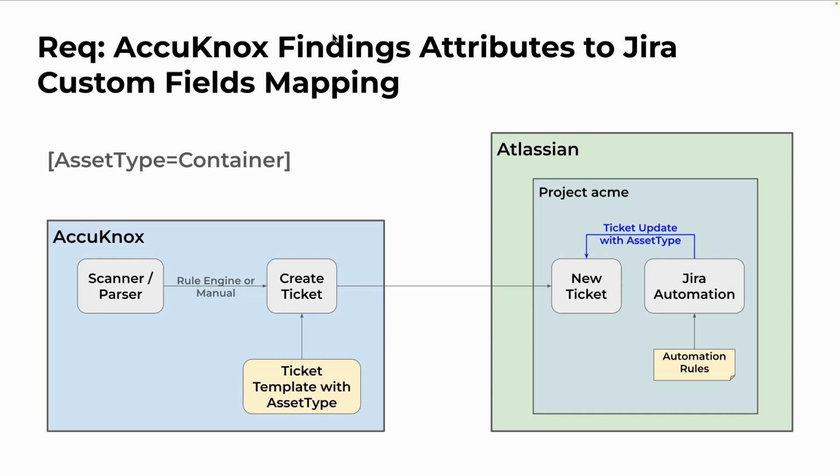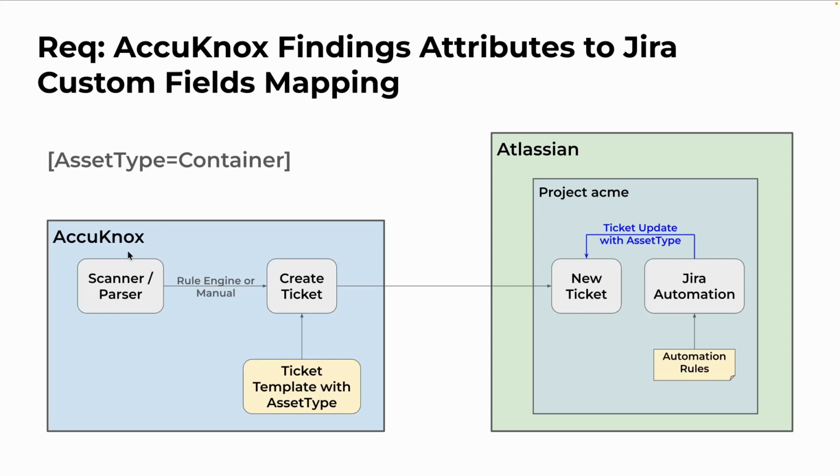The aim here is to map AccuKnox findings attributes to Jira custom fields. Jira allows you to create custom fields in the context of the tickets. The aim is to use the findings attributes for Jira custom fields. In this context, the example that we are making use of is the asset type attribute. Whenever there is a finding from AccuKnox, the corresponding finding has an asset type. It could be container, it could be cluster, it could be cloud account, it could be code repository. There are hundreds of different asset types that are possible.